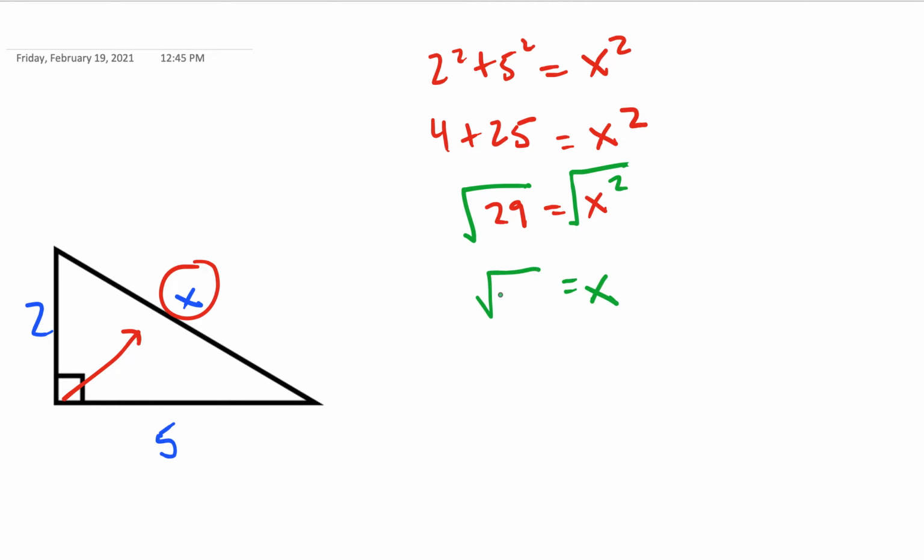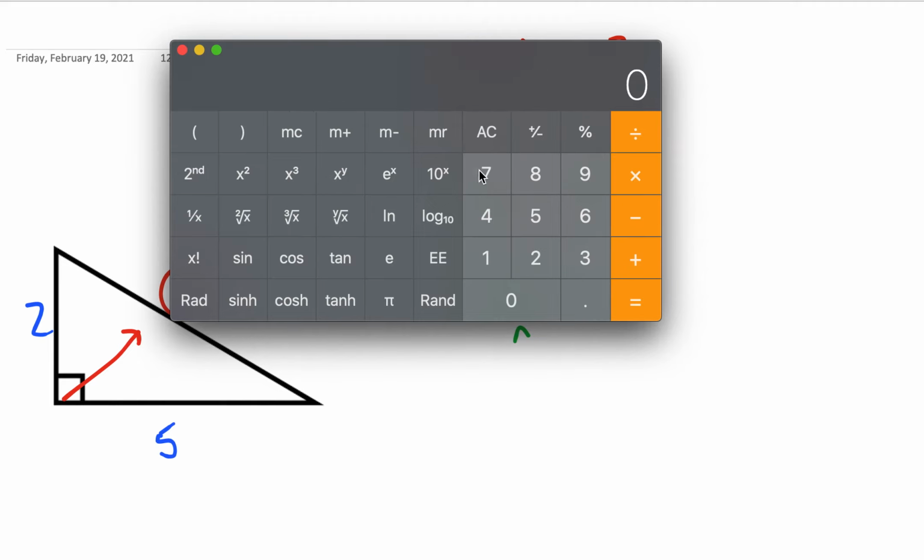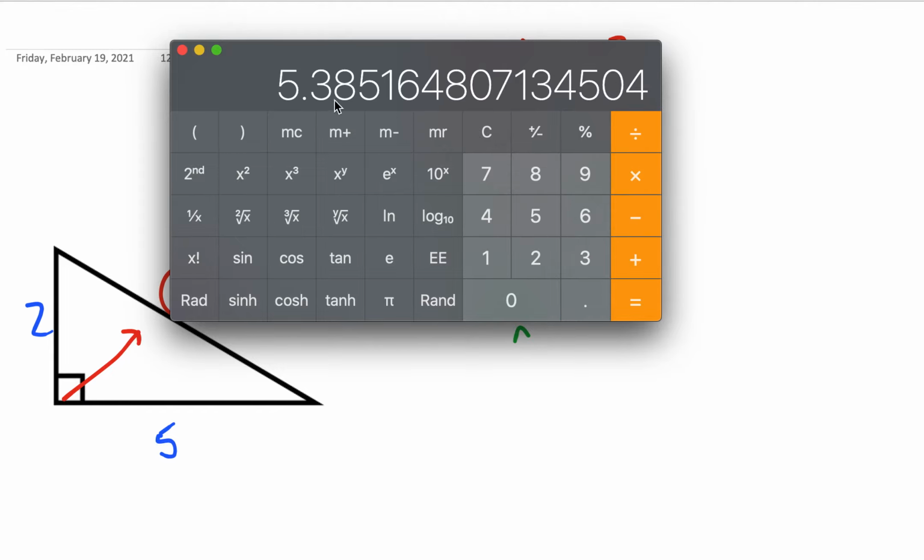So the square root of 29, if we don't use a calculator, we find that you cannot reduce it. There's no numbers that you can multiply to make 29. So we would just leave it. So sometimes they want you to plug it into the calculator. You get a little bit more than 25, so a little bit more than 5. The square root of 25 is 5. So the square root of 29 is probably like 5.2 or 5.3, and it's 5.38.